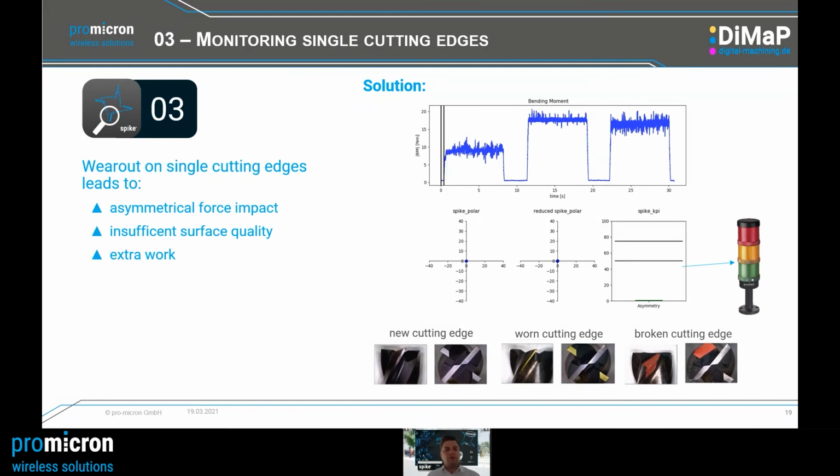Our solution approach is measuring the bending moment. By measuring the bending moment directly at the tool with the Spike Polar, we have the bending moment data to see the force load differences, and we can see the impact on each single cutting edge. We are using KPIs here, the asymmetry KPI, to analyze the data automatically. The asymmetry KPI directly detects the broken cutting edge and sends a signal to the machine with a traffic light.